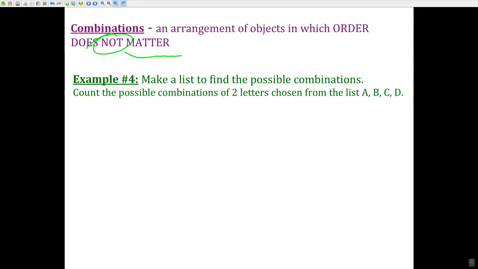A, B, C, D. So here's the deal. Combinations eliminate double counting. That's why that kind of plays an effect. So let's do the same thing we did before. A, B, A, C, A, D. That already came first.